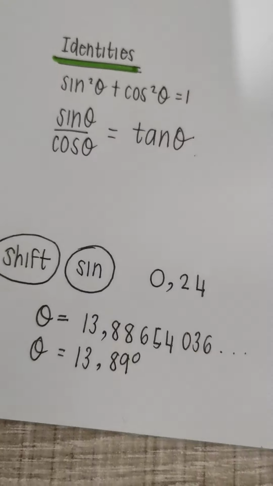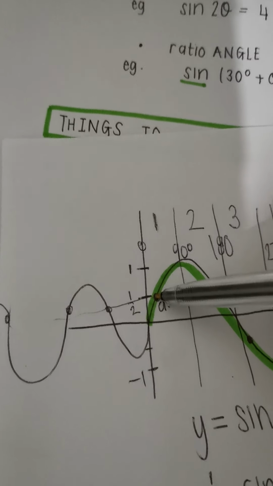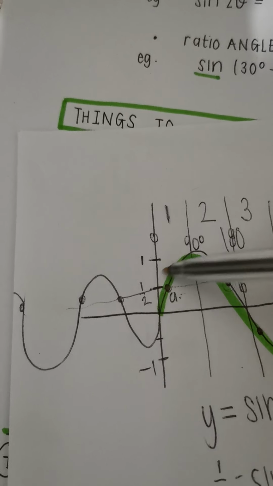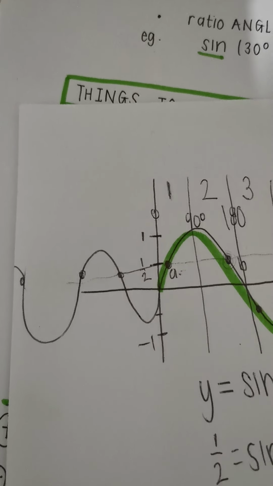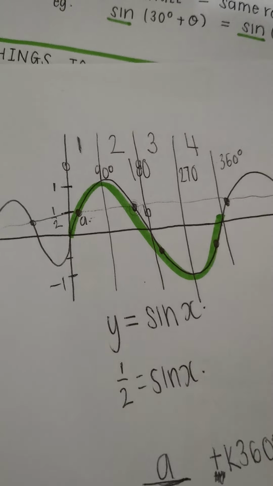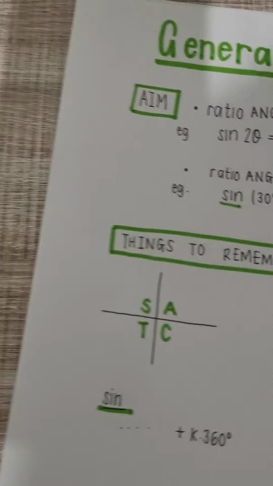What do I mean by that? I'm going back to those horrible diagrams that we drew over here. It's referring to the very first angle that you're working with. Then to get to the next one, you just add 360, and the next one, and the next one. That's what it's talking about.